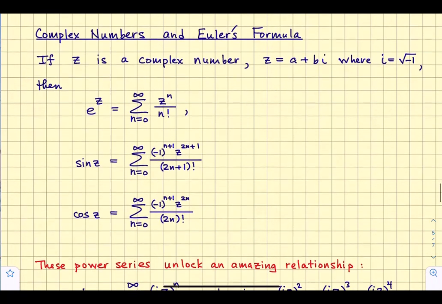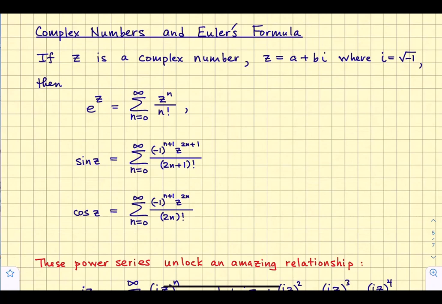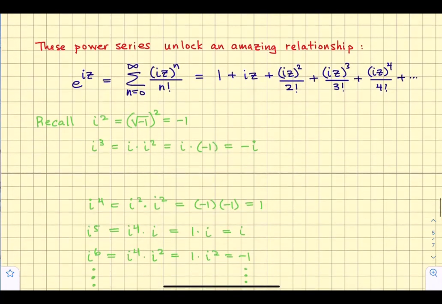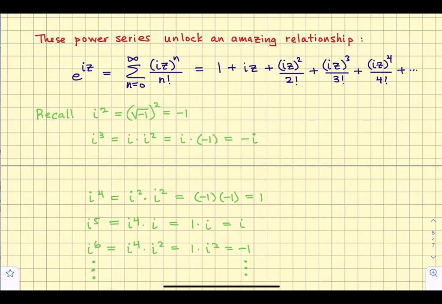As a last topic in this, we want to look at how complex numbers and Euler's formula can shed some light on these topics using power series. Notice if z is a complex number, so z is equal to a plus bi, where i is the square root of minus 1, then e to the z can be rewritten as the sum from n equals 0 to infinity of z to the n over n factorial. This is exactly what we did before, but we had an x before. Same thing for sine, same thing for cosine. These are just our standard power series relationships, but we're allowed to apply them for complex z's instead of real x's. And the real power of this is that these power series unlock an amazing relationship.